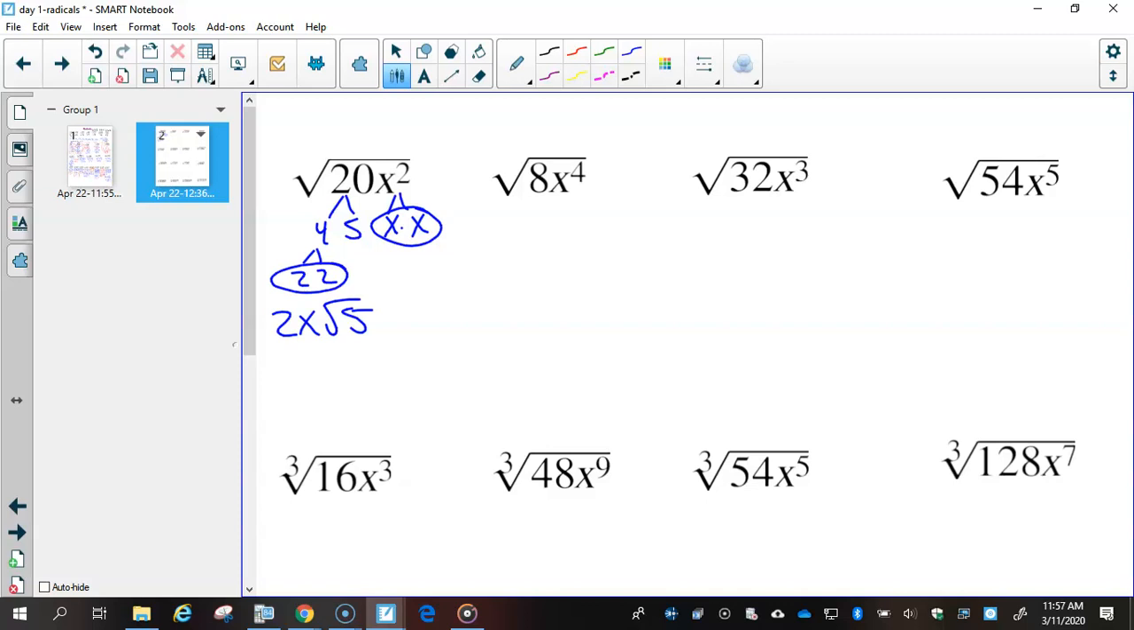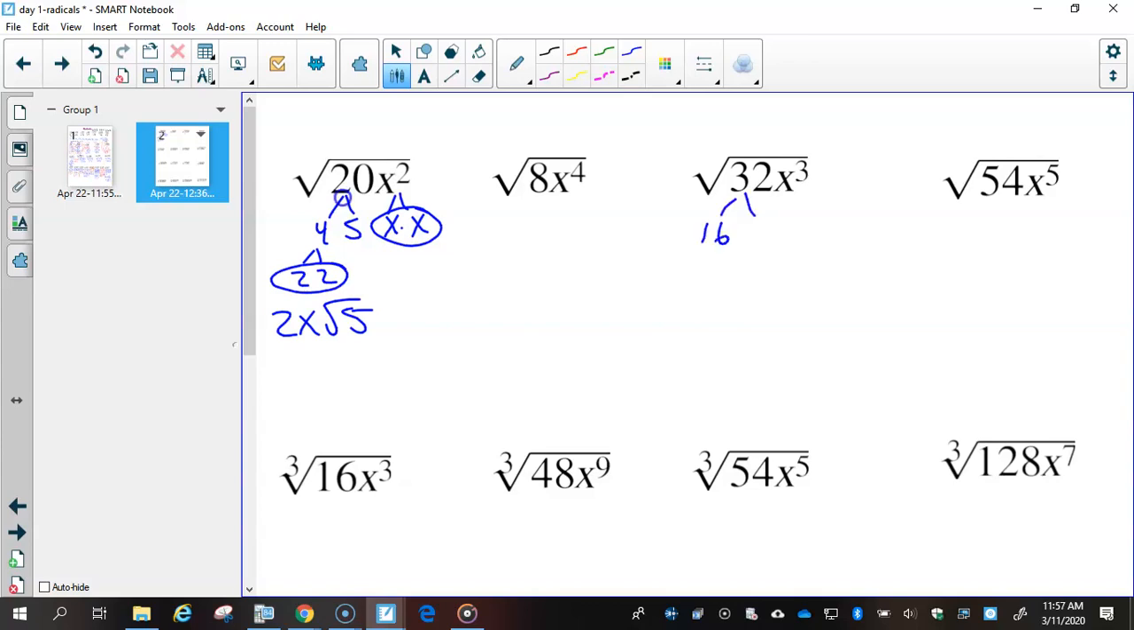Let's do another one of these. For 32. Now, I'm not going to use the factor tree for this one. I'm going to go back and do the other method, but if you're using the factor tree, that's okay. I know 16 and 2 are factors of 32.